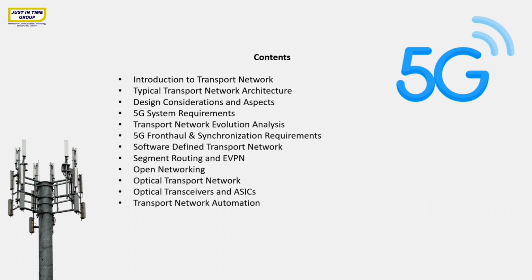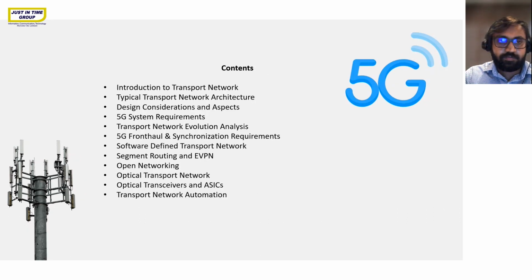And then I will cover design considerations and aspects, and what are the areas that you need to look at when you are evolving a transport network, when you are changing a transport network to cater to fifth generation network requirements. And then I will go through the basics of 5G and 5G system requirements. And then I will do a network evolution analysis on what are the areas that you need to focus on when you are evolving a network. And then I will go through 5G fronthaul, synchronization, software-defined networking, segment routing, EVPN, open networking, optical transport, and all those areas I have listed below.